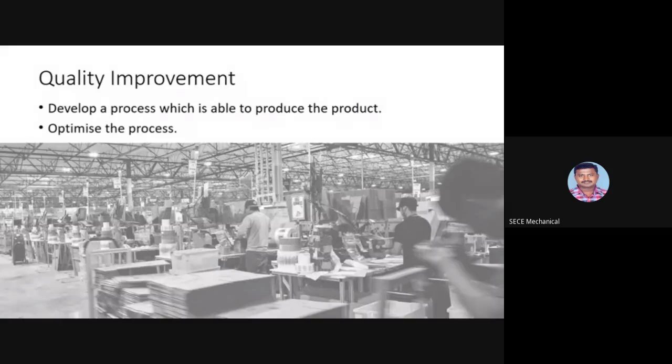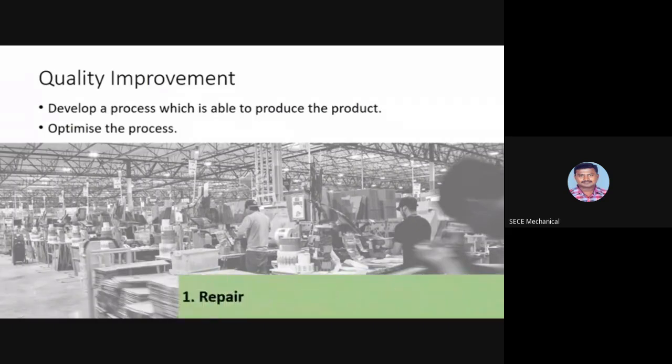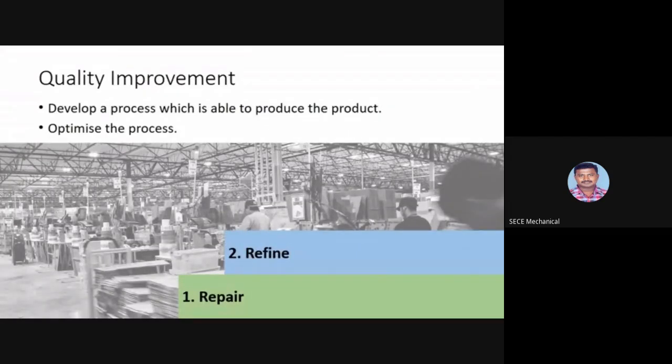Quality improvement. In this stage, there are four different strategies. Repair. This is being reactive. Fix what's broken. Refinement. This is being proactive. Continually improve a process that isn't broken. It is like the continuous pursuit of perfection.